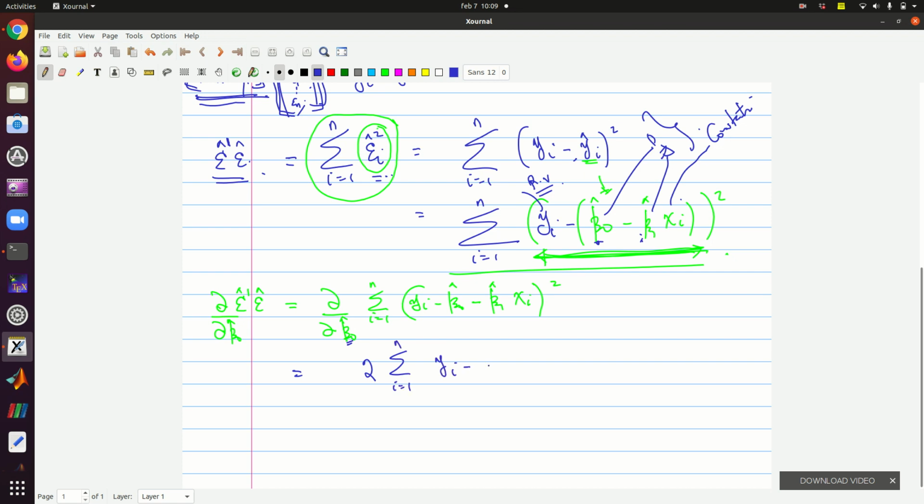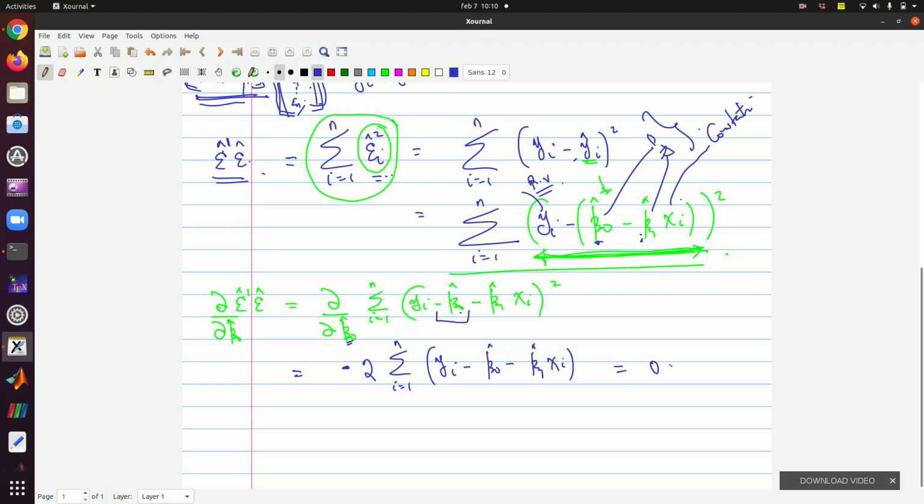yi minus beta naught hat minus beta 1 hat xi, and then we multiply times the derivative of what we have here, since we are differentiating with respect to beta naught. So what would the derivative of beta naught be? Negative 1, right? Yes. So I think that is why we have the negative here. Okay, now that's fine. And then we equate this to 0.